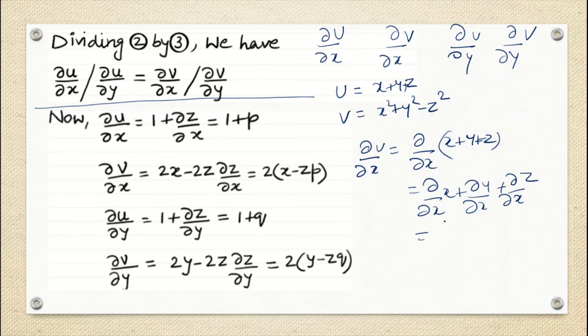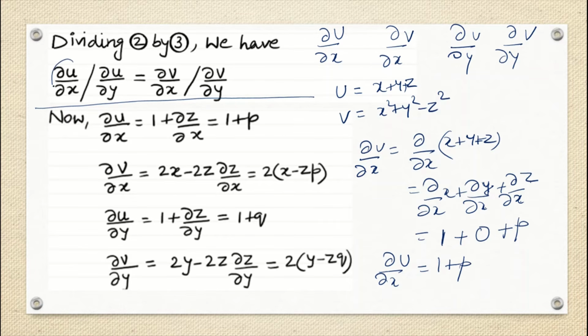Del by del x of x will give you 1. Del by del x of y will give you how much? 0. Why? Because I am finding the partial derivative with respect to x, so the other variables will be treated as constants. The partial derivative of a constant is 0, plus del by del x of z is p. Remember? So that means my del by del x of u is 1.